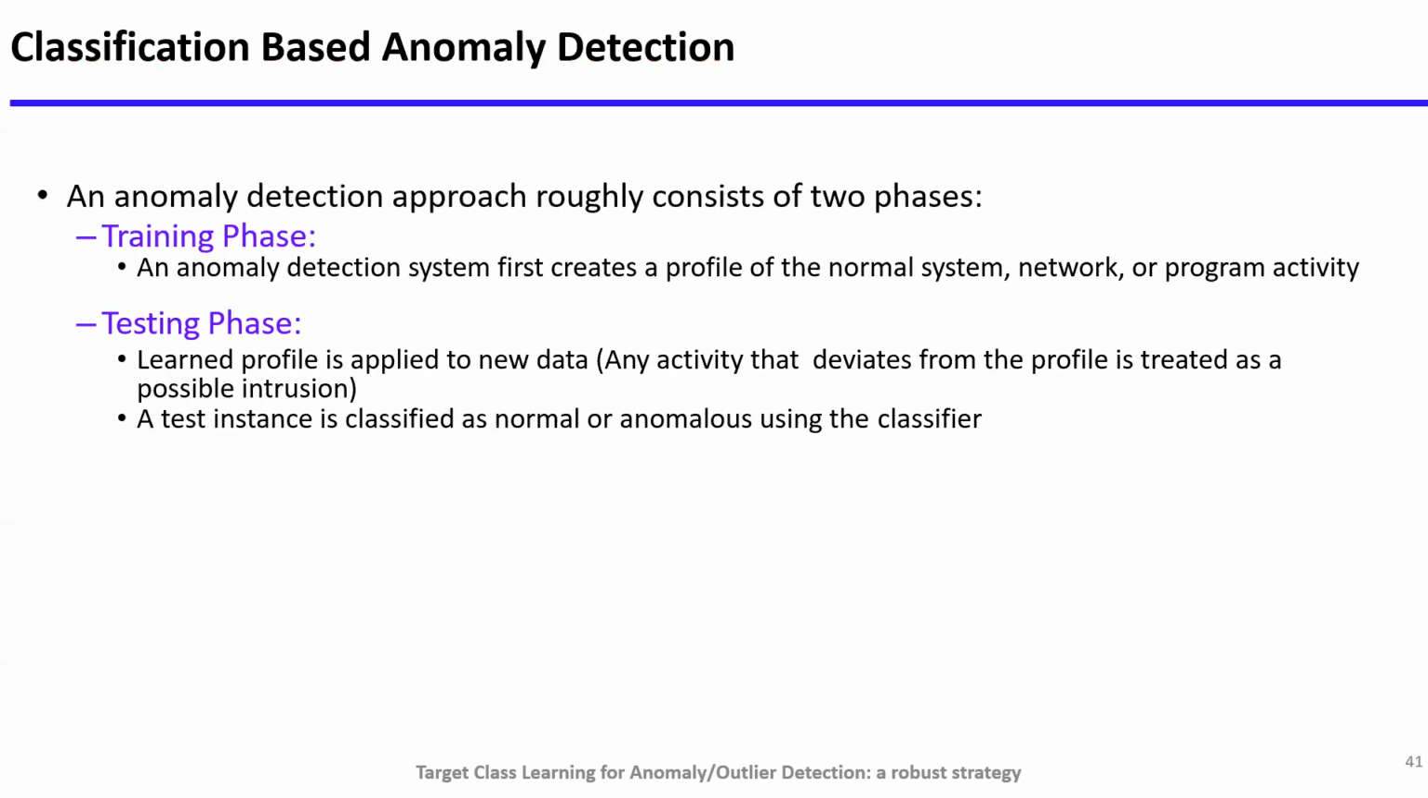So here again, like a typical method, we will be having a training phase. An anomaly detection system first creates a profile of the normal system, network, or program activity. Then the testing phase will be used to detect any kind of deviation from the normal profile. These test instances are classified as normal or anomalous using the classifier.